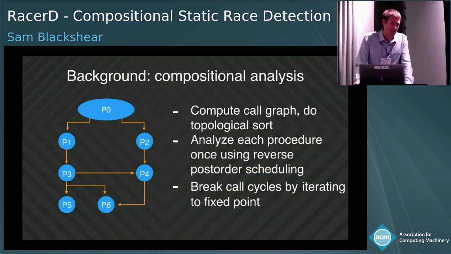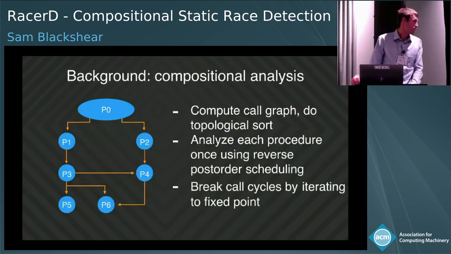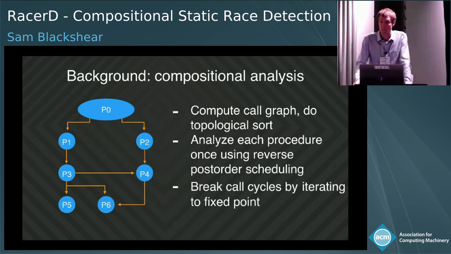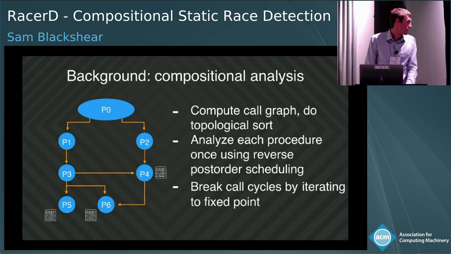So given that strategy, what you can do is compute a call graph, do a topological sort, start from the leaves of the call graph and schedule the analysis in reverse post order. And of course, if there are call cycles, you can't do a topological sort, so you can break the call cycles by iterating to a fixed point or using heuristics to decide how to deal with recursion or mutual recursion. So in this example, you could start with P6, then analyze P5, then P4 and P3, and you get the idea. You go all the way up, and eventually you've analyzed everything.